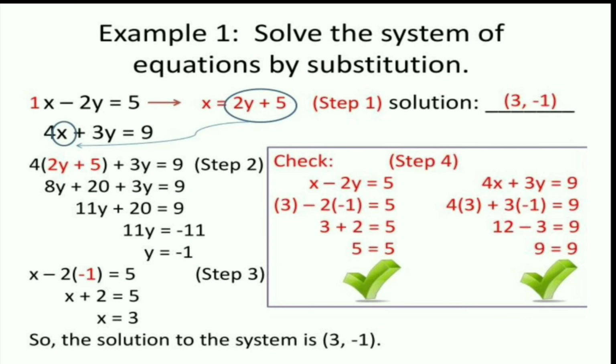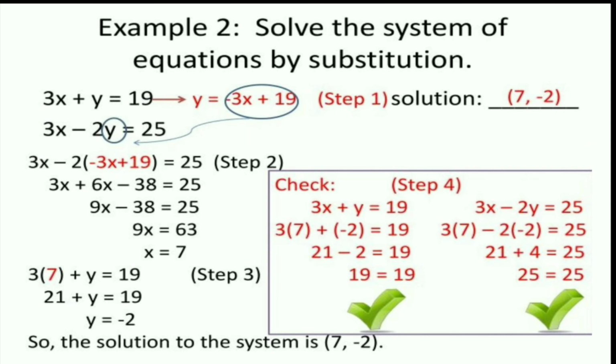Now for the second equation we will put the values. 4 times 3 is 12, and minus 3, that is 9. Again LHS is equal to RHS. That's why our values are true. Our solution is right. Now see one more example.